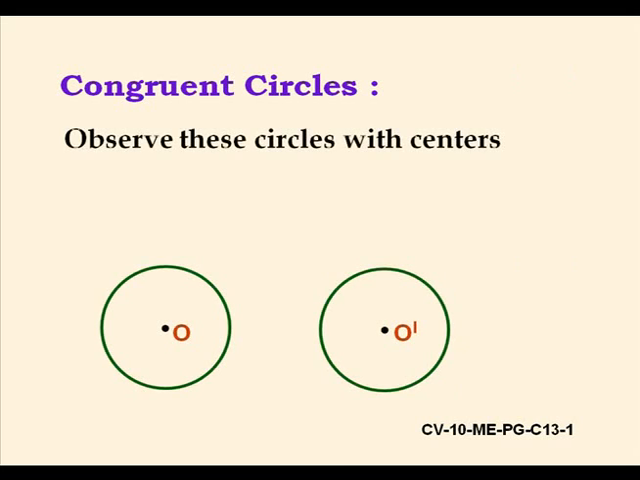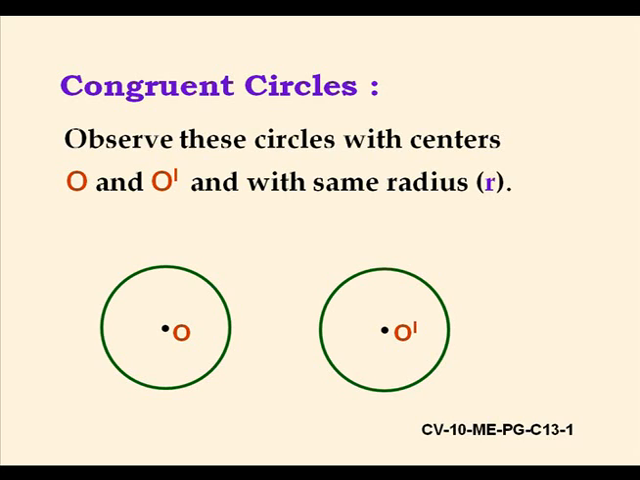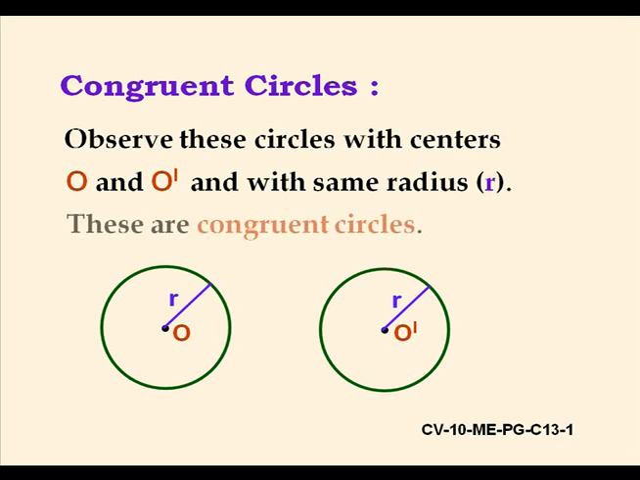Congruent circles. Observe these circles with centers O and O' and with the same radius. These are called congruent circles.